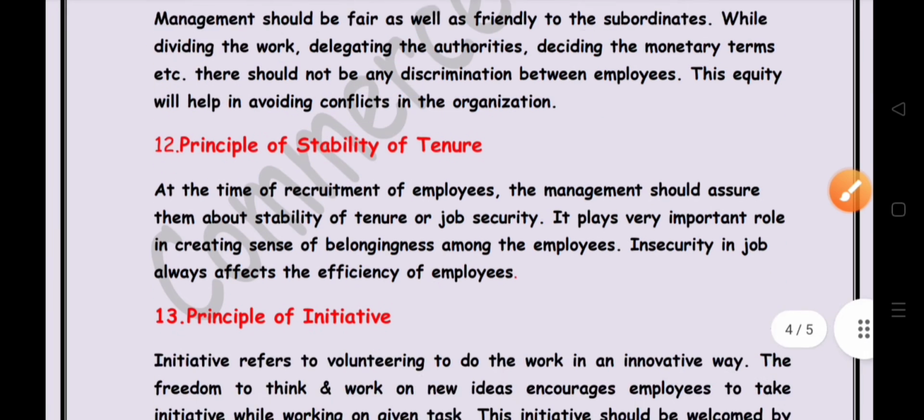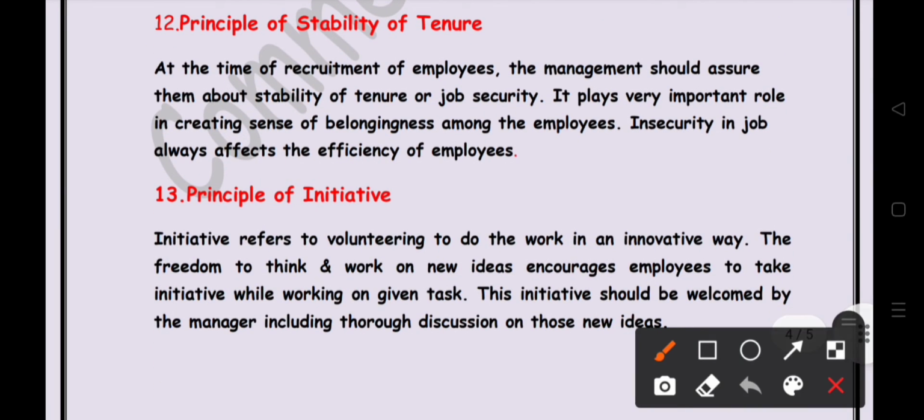Then next, the principle of stability of tenure. At the time of recruitment of the employees, the management should assure them about the stability of tenure or job security. It plays a very important role in creating a sense of belongingness.